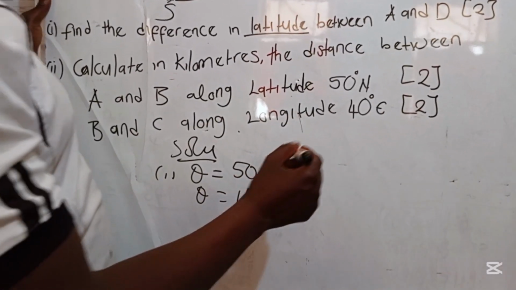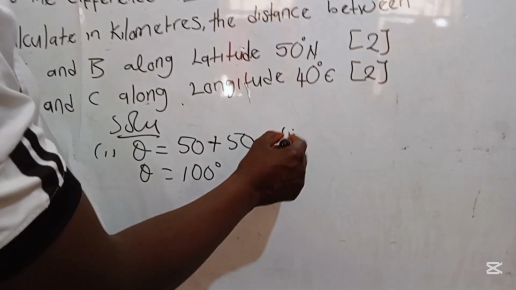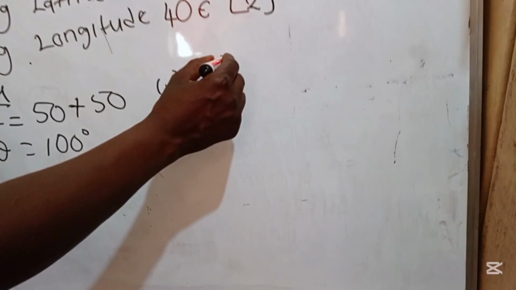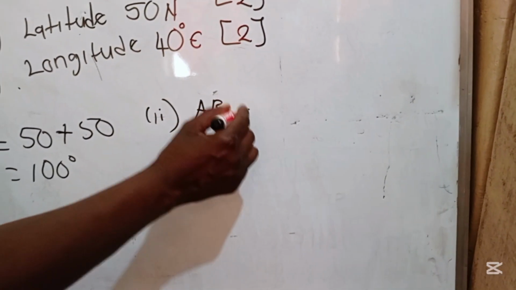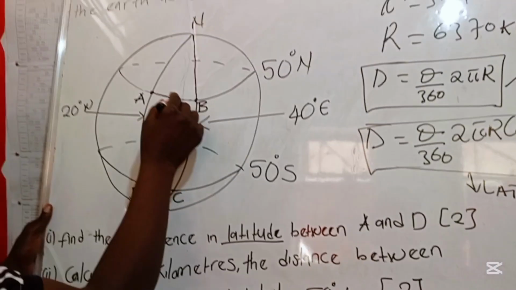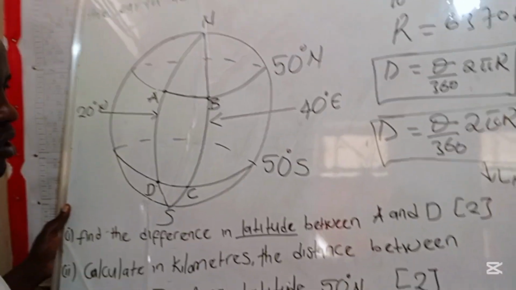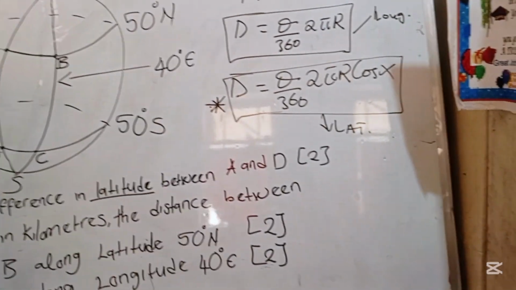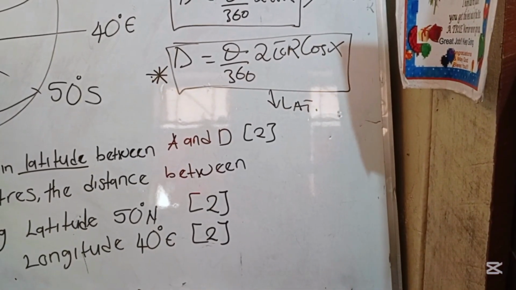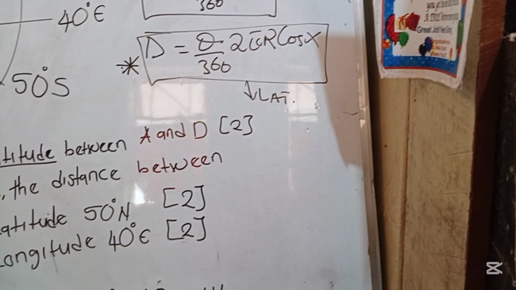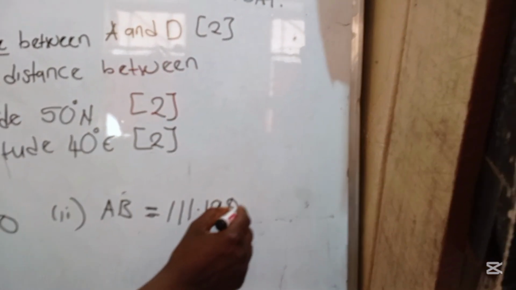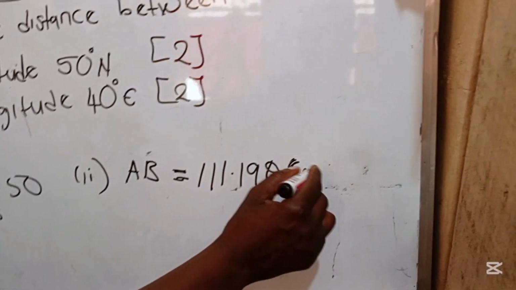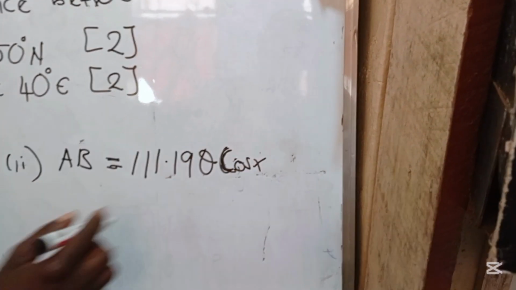Next, allow me to talk about the distance, part 2, in kilometers along AB. Along AB, ladies and gentlemen, it is this. They are talking about this one in kilometers. So with me, I won't use this method. No. From today onwards, we'll be using this method, which is theta over 360, then 2 pi r cos x. Here it goes along the latitude, so cos x. So this is our formula.